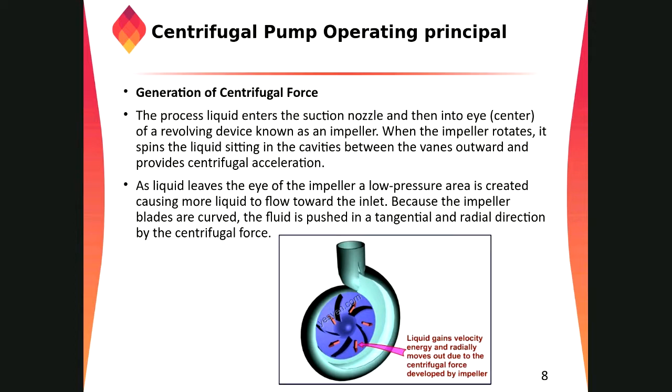Liquid enters at this location at the low pressure area, and as it goes into the impeller, all the velocity or kinetic energy changes to the pressure head. This is how the centrifugal pump works.